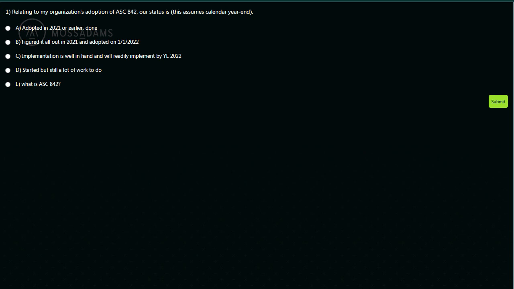Yes. So our first polling question is relating to my organization's adoption of ASC 842, our status is, and then there's several options listed below. One of them, what is ASC 842? And to respond, you will need to click the button next to the answer you choose and hit the submit button. And then if you can't see the submit button, just enlarge the slide area. And we'll leave this up here for about 10 seconds or so to make sure everyone can get their CPE.